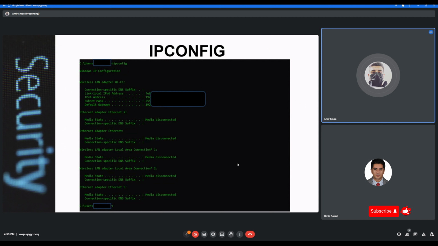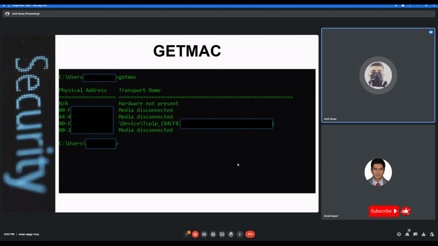Get Mac. This command is helpful to know your PC or laptop's physical address or MAC address. When you execute this command in the command prompt, it lists the physical addresses of network adapters installed on your PC or laptop.